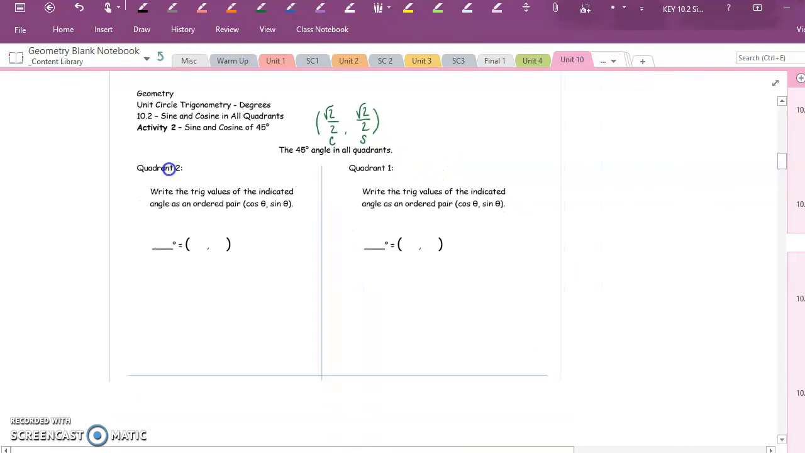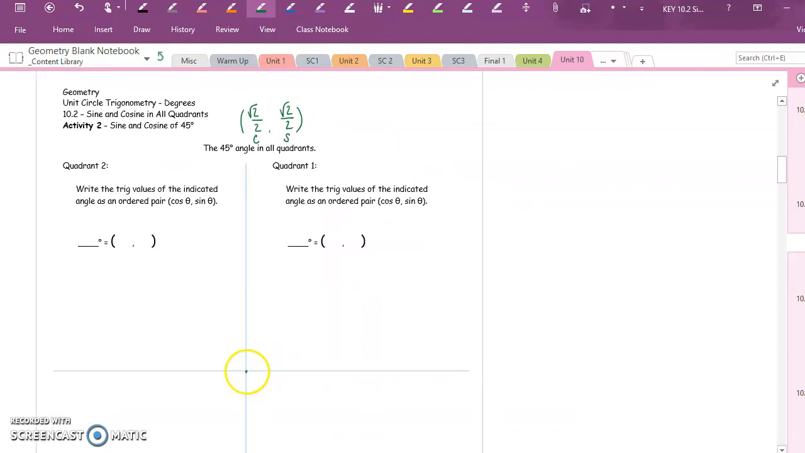Now in quadrant 1, it's right in the middle. So we have 45 degrees. And we go from 0 degrees up 45 degrees. So here's my ordered pair, root 2 over 2, comma, root 2 over 2.